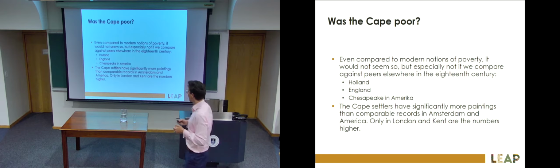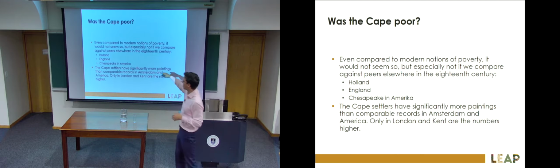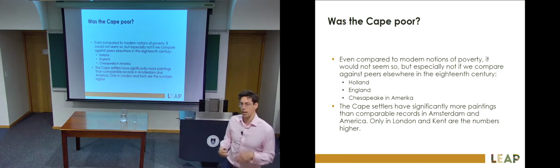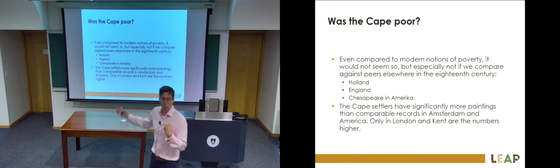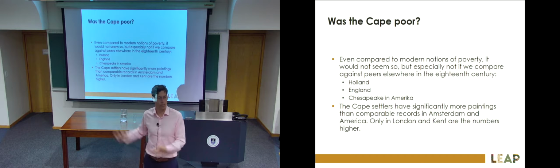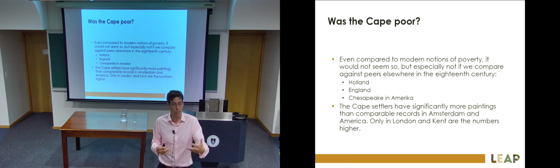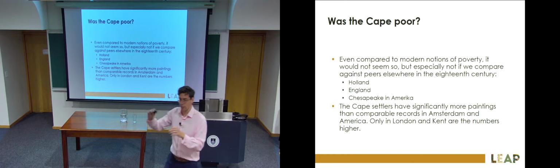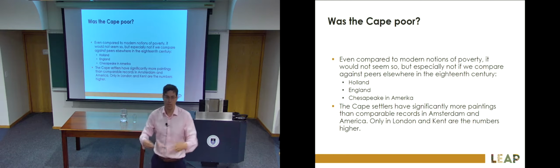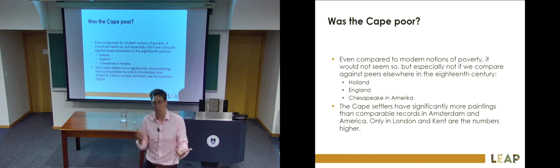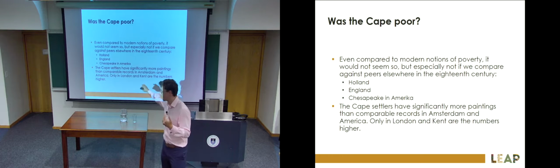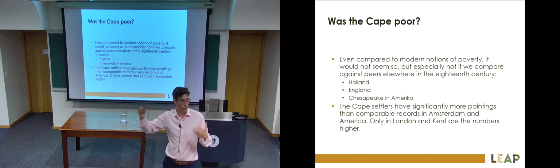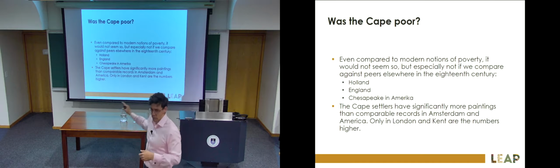Okay, so was the Cape poor? Comparing to Holland, England, and the Chesapeake, it's difficult to find comparable records, and there are all kinds of permutations. I won't bore you with the details. What is often reported is not how many assets someone owns, but whether they own an asset at all. I can often count the number of books, although there's also a footnote saying often they don't count the number of books, they just say partij boeken, or some books. So you don't actually know whether it's 5 or 50. But in America, for example, they just report whether someone has a book. And the Cape far exceeds America on the frequency of having a book.